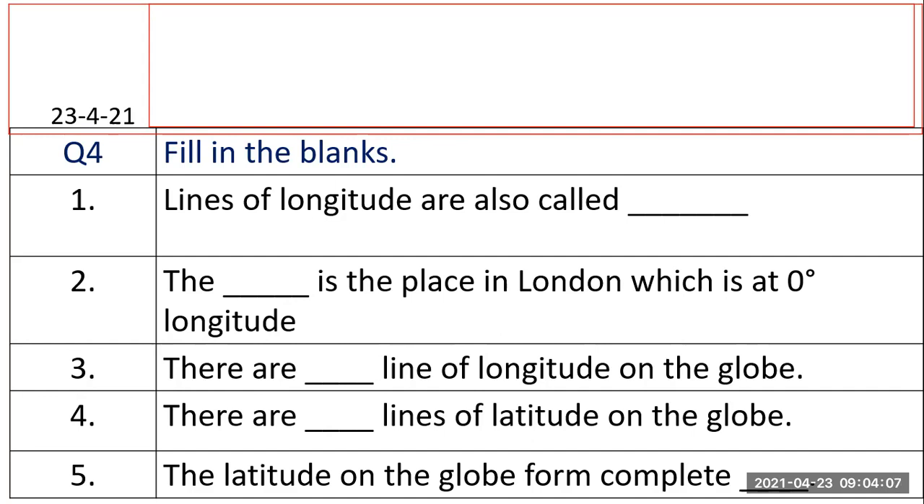Then there is fill in the blank number 4. There are dash lines of latitude on the globe. First you need to write the number of lines of longitude, then the number of lines of latitude. Is it simple?